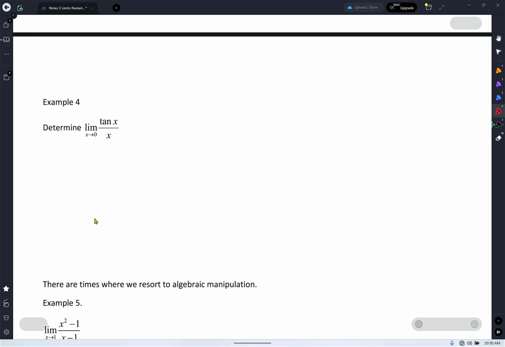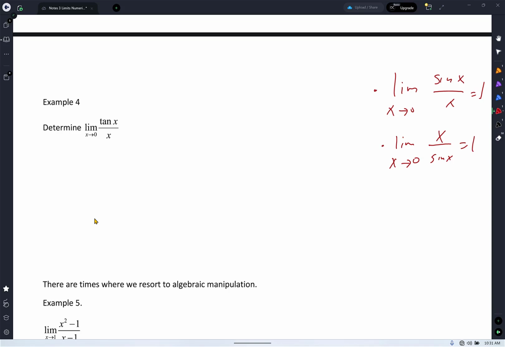You have to do a hack. You know 2 hacks, but the only hack that's meaningful here is this one: the limit as x approaches 0 of sine x over x equals 1. That's the only hack you know. And I guess you can say the reciprocal of this, x over sine x, is also still 1. Those are the only hacks. That's all you know right now.